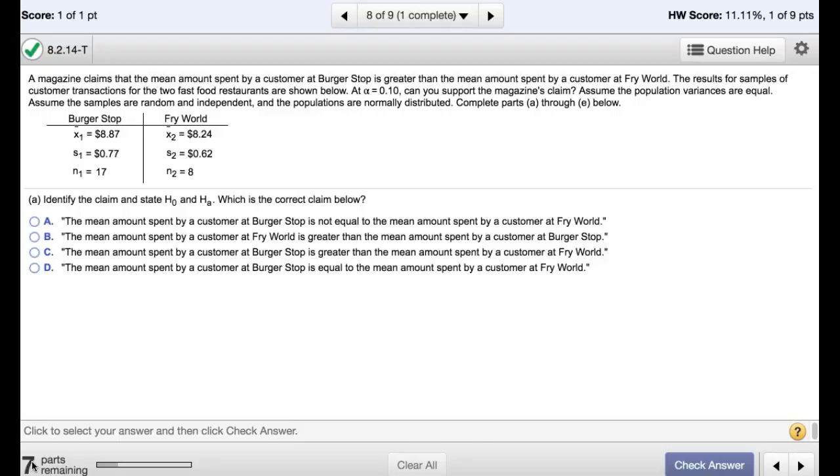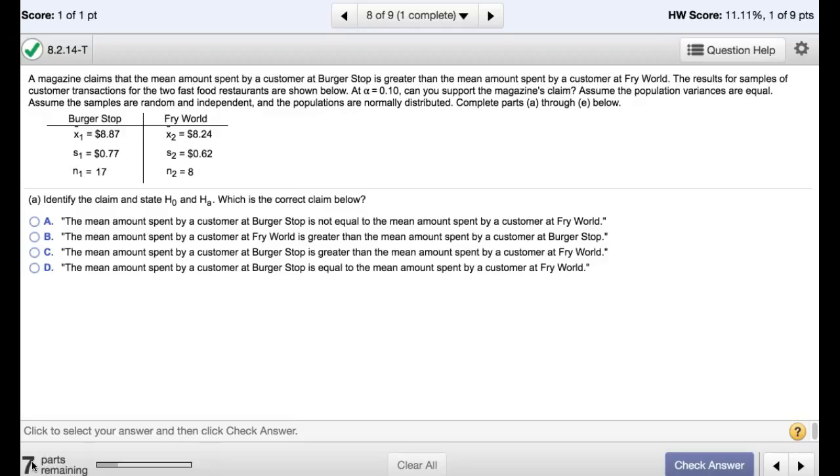The assumptions here are that the samples are random and independent and that the populations are normally distributed. Notice that the samples themselves are not normally distributed, but the populations are. We're asked to complete the following. The first thing we need to do is figure out what we're actually trying to make an inference about. In other words, we're taking two samples of two different populations so that we can make an overall inference about the populations of each of those.